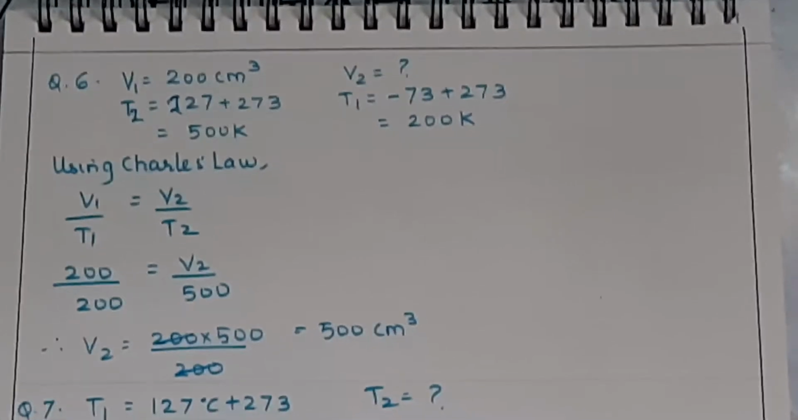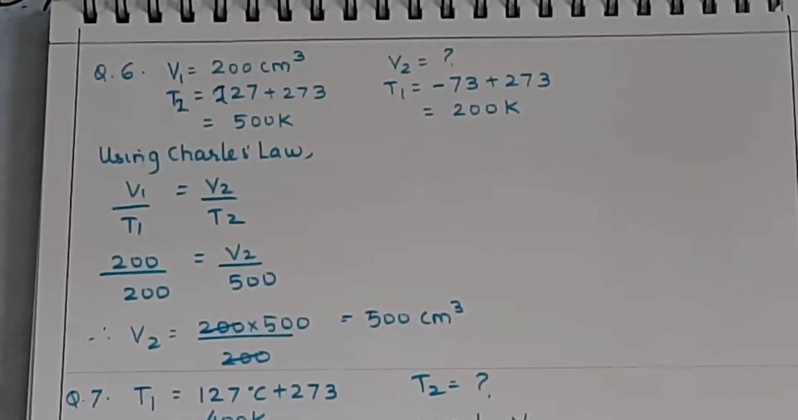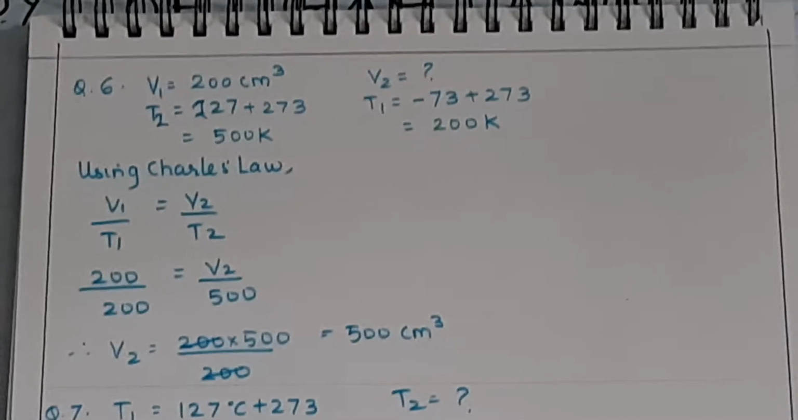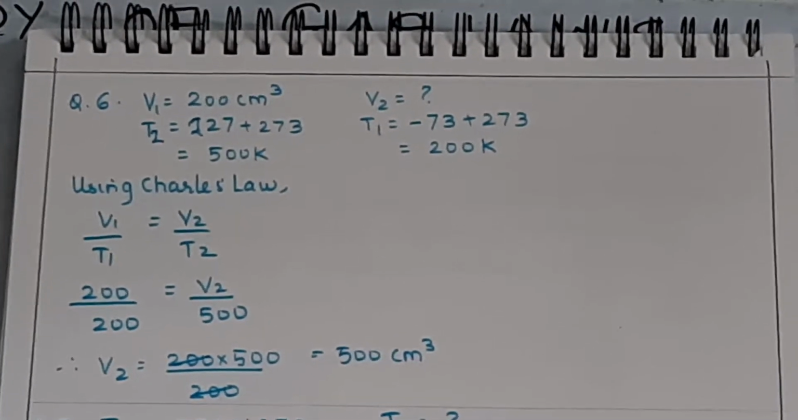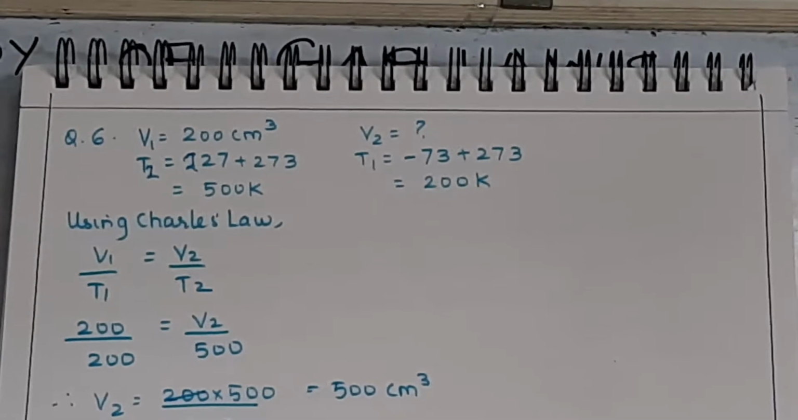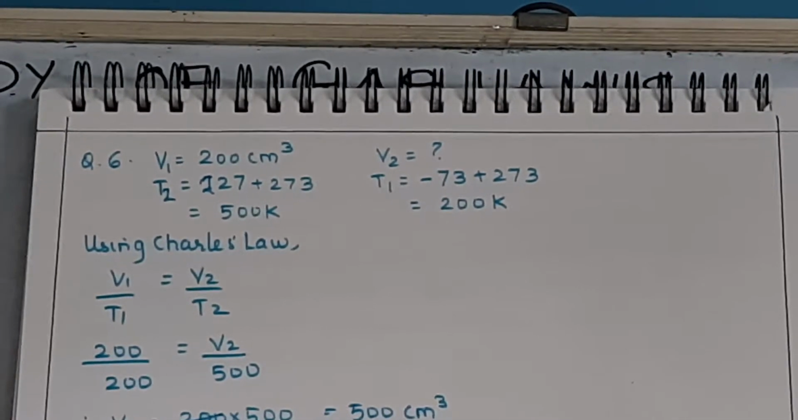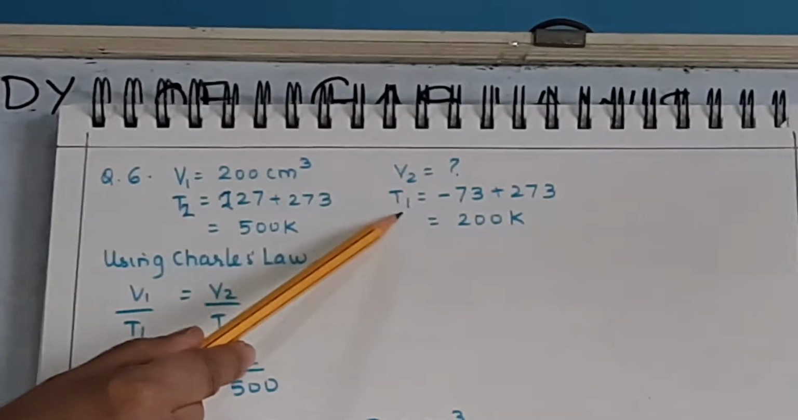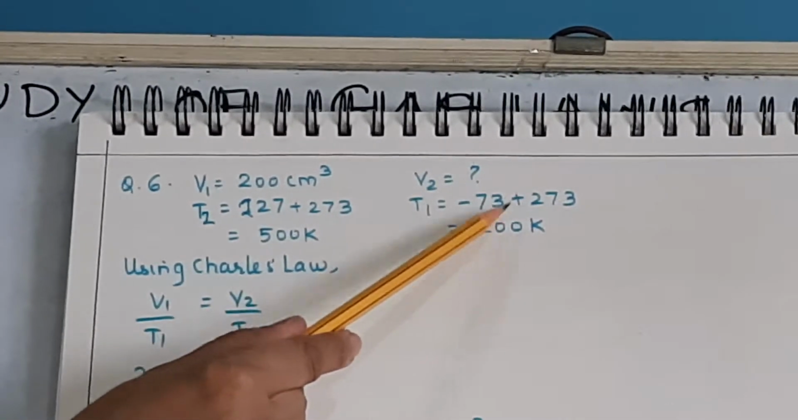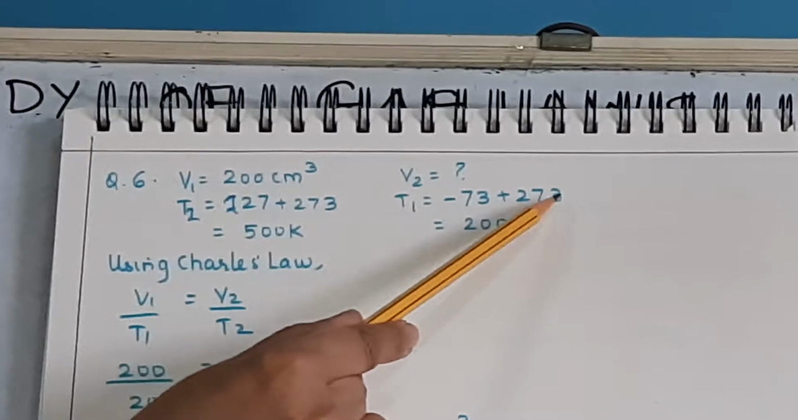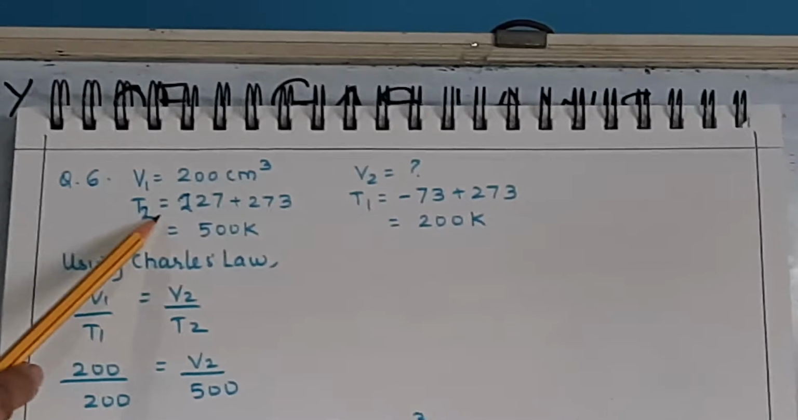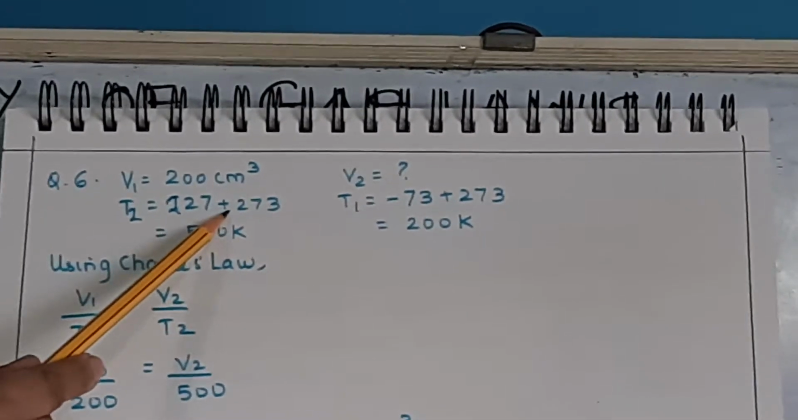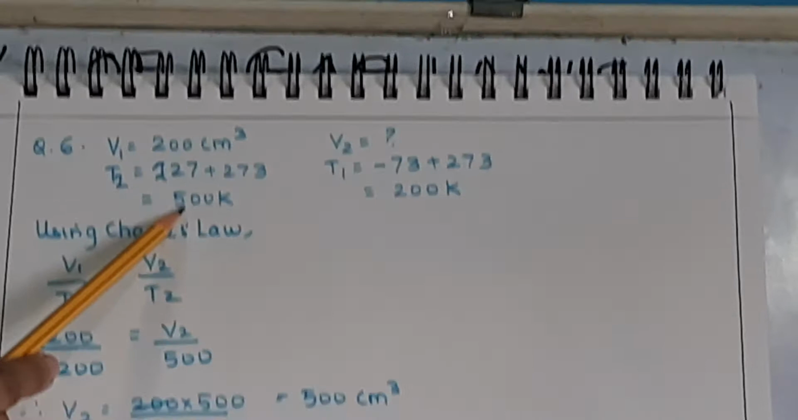Okay, so continuing with the classwork sums. Now the sixth classwork sum. A gas occupies a volume of 200 centimeter cube at minus 73 degrees Celsius. Calculate its volume at 227 degrees Celsius, keeping the pressure constant. So initial volume is 200 cc and initial temperature is minus 73 degrees Celsius. So you add 273 to it. So this will be 273 minus 73, which is 200 K, and final temperature is 227. To that you will add 273 and make it Kelvin, 500 K.